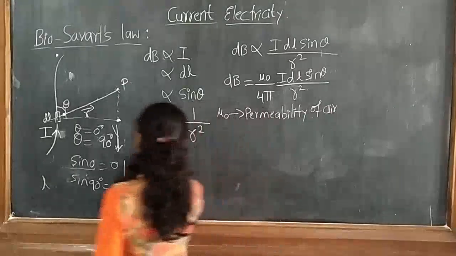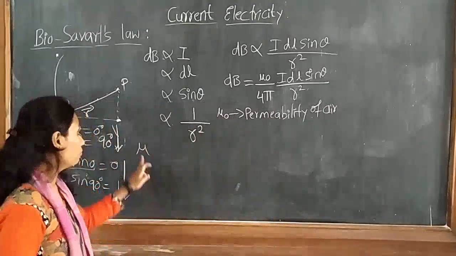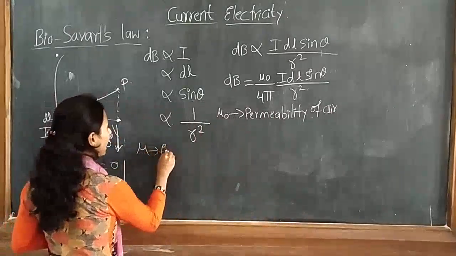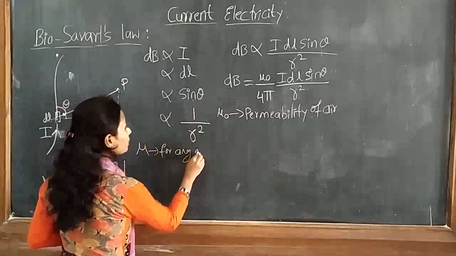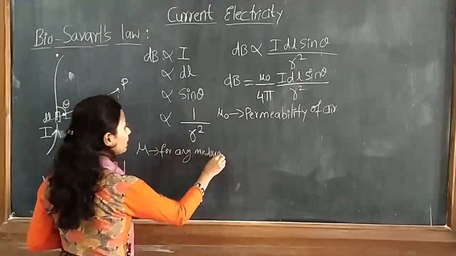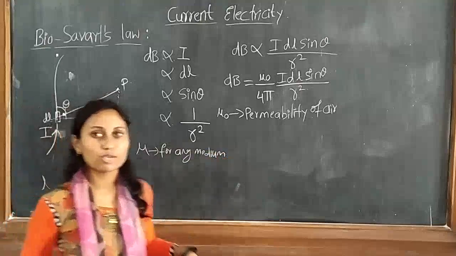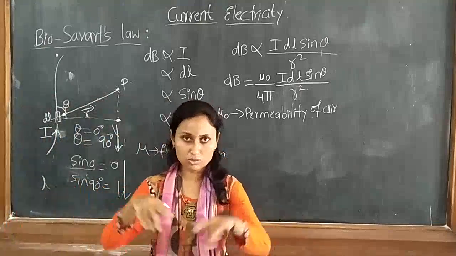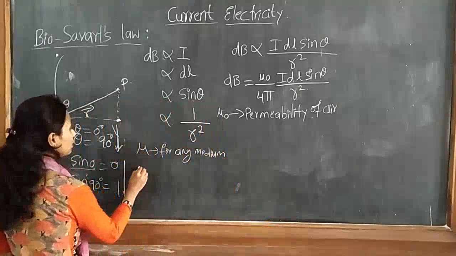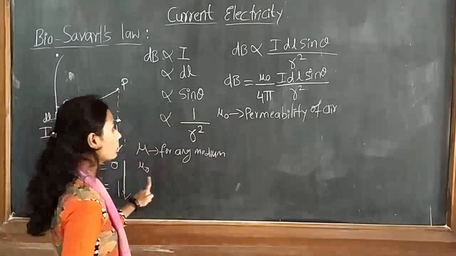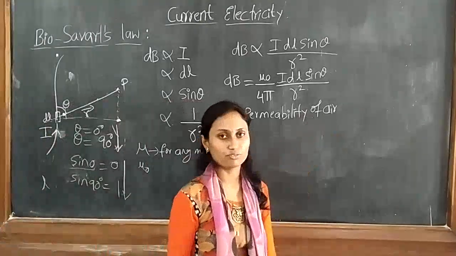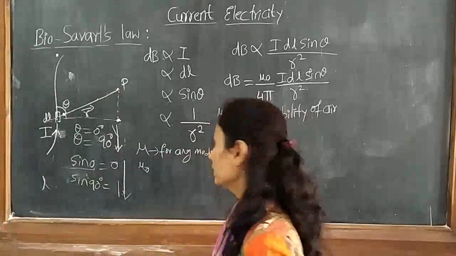And mu is actually the permeability. Mu means it is for any medium. If you take another medium, it is the permeability of that medium. But as we are talking about the air space here, that's why it becomes mu naught. So mu naught is nothing but the permeability of air. This is the thing about mu naught.